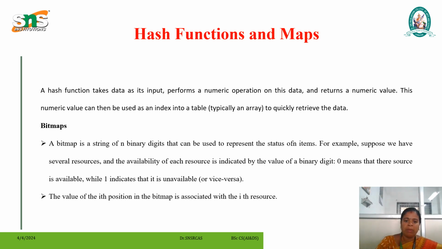Bitmaps. A bitmap is a string of binary digits that can be used to represent the status of an item. For example, suppose we have several resources, and the availability of each resource is indicated by the value of a binary digit. 0 means the resource is available, and 1 indicates that it is unavailable. The value of the ith position in the bitmap is associated with the ith resource.